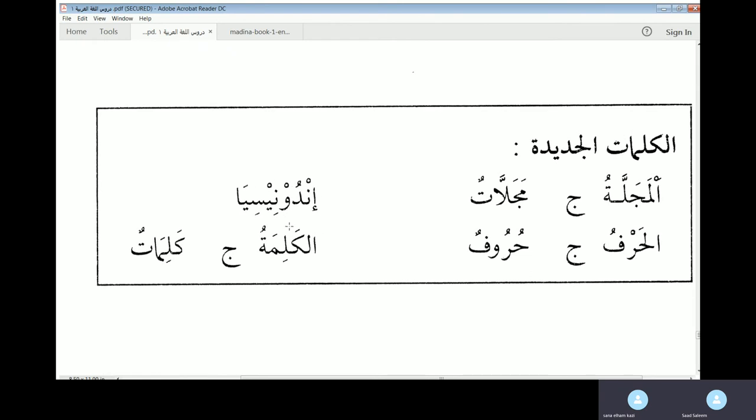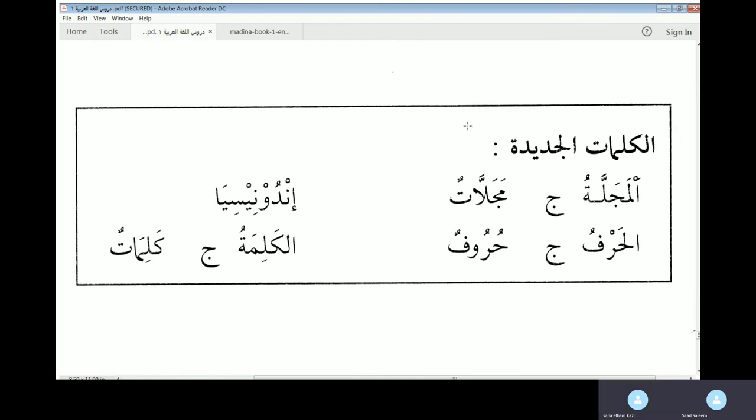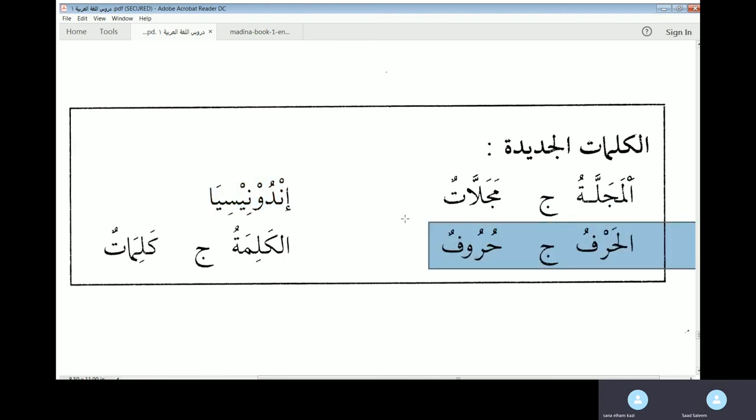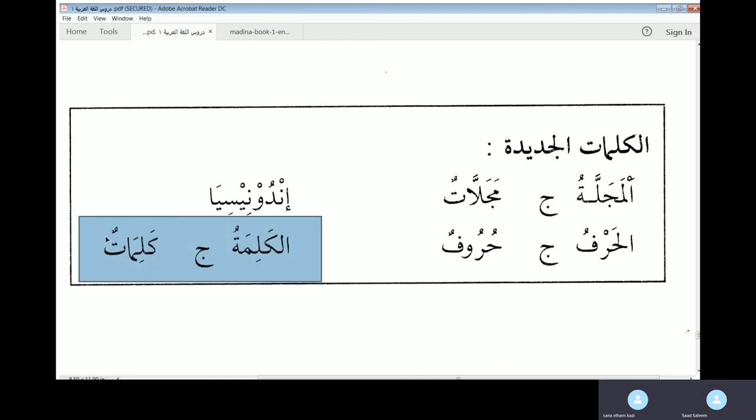Okay, new words. Al-majallatu, its plural is majallatun. Magazine. Al-harfu, plural hurufun. Al-kalimatu, plural kalimatun.